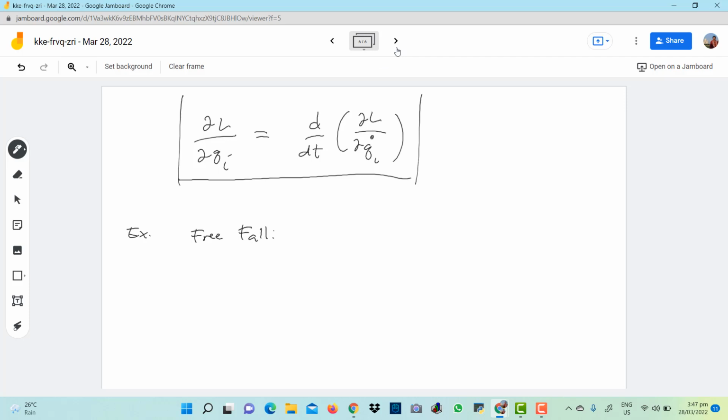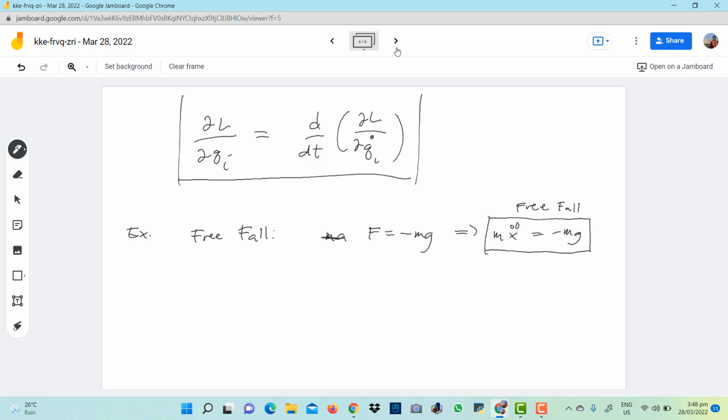For free fall, I know that the force is equal to minus mg, right? Or you can write this as mx double dot equal to minus m times g. So this is the equation of motion for free fall. Now, using the Lagrange equation of motion, I can actually calculate this.